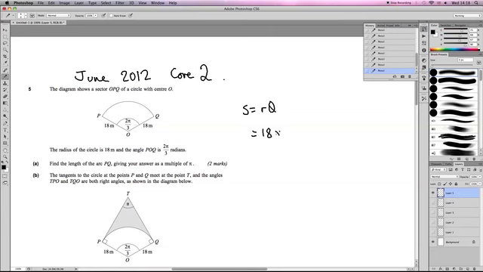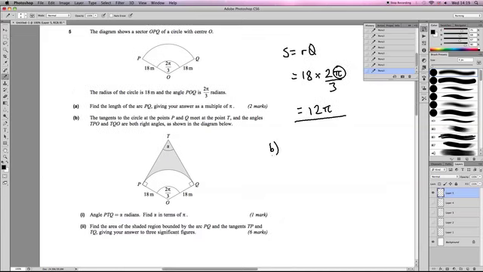You get your angle in radians is 2 pi over 3. All I'm going to do is leave the pi out of my calculator. So I'm going to do 18 times 2 over 3. And I get the answer 12. And then I'm going to stick the pi on. And that gives me an answer as a multiple of pi. So 12 pi, and that's it.